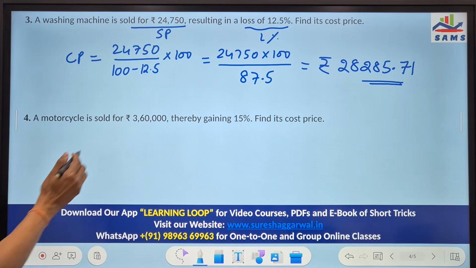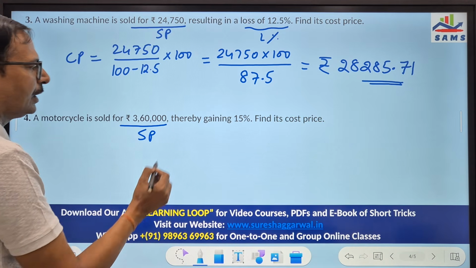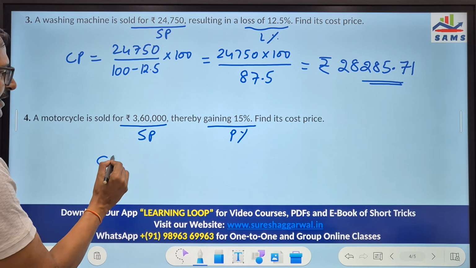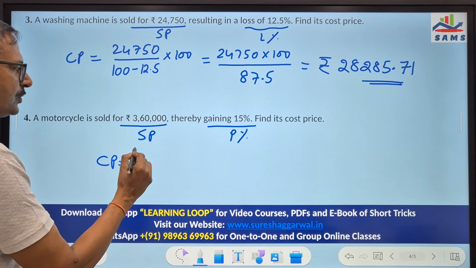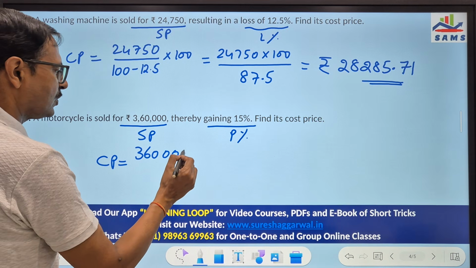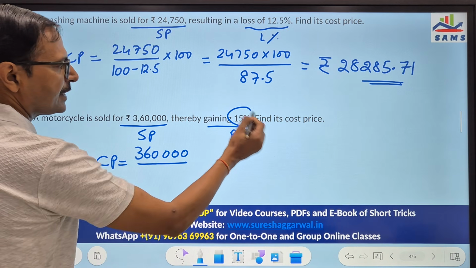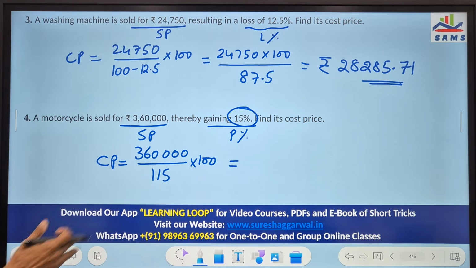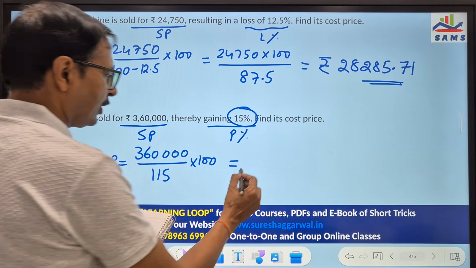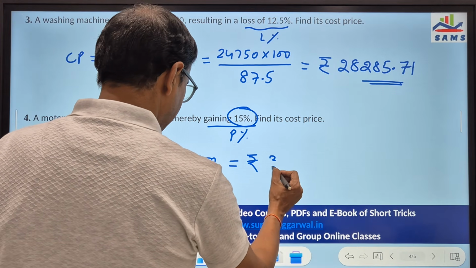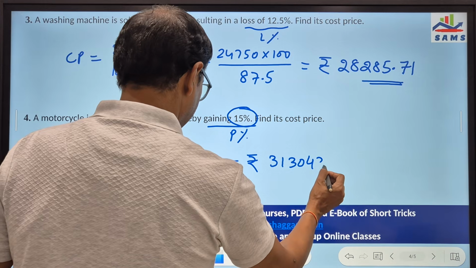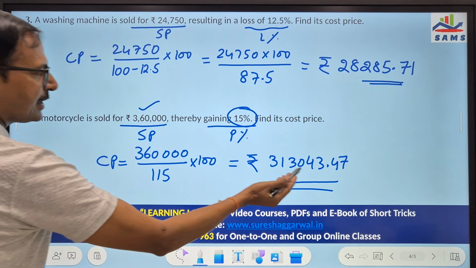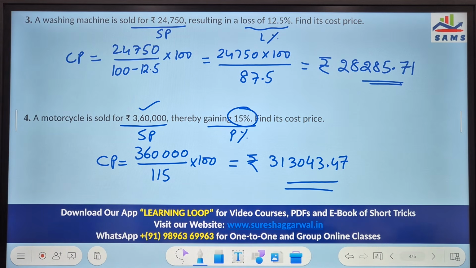Okay, another one. This is SP and this is gain or profit percentage. So the cost price in this case will be 360,000 upon 100 plus this 115 times 100, and this is the calculation which you have to do to get to the answer. I've already done it for you. This comes out to be rupees 313043.47. So see, selling price is much greater than this, therefore there is profit percent.